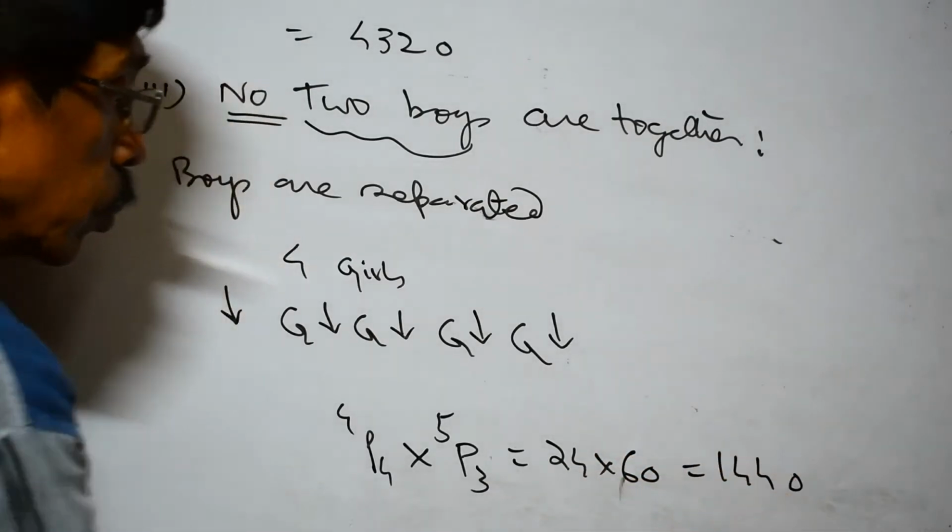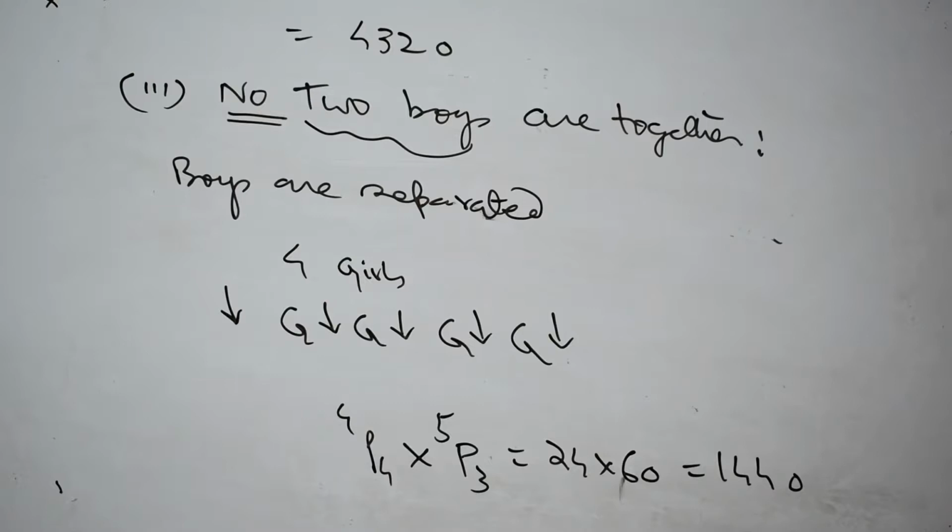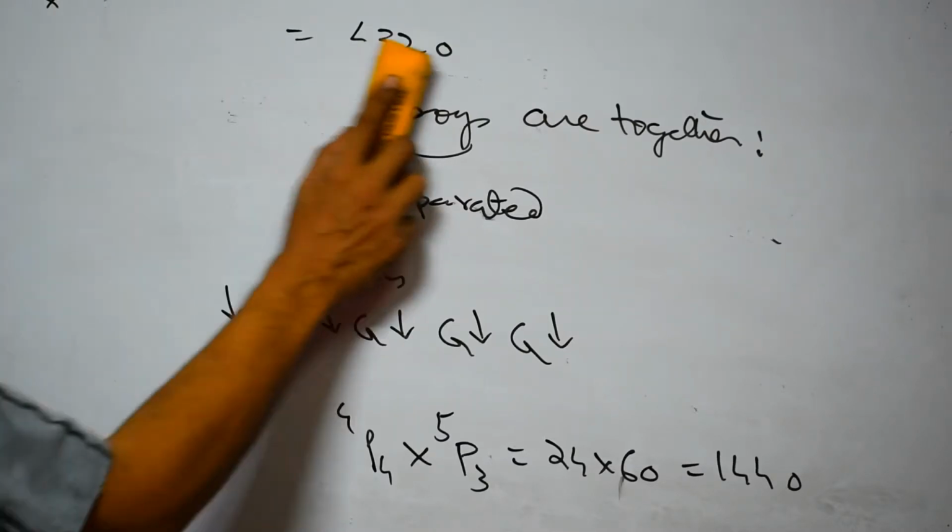So if I take them together we get the result as 1440. So the difference between never together and no 2 boys are together will be to find out the arrangement of girls first, then take the gaps or places in between the girls, and we are finding from the beginning we are having 5 places in which 3 boys can be placed in 5p3 ways. So total arrangement will be 24 into 60 and the final result is 1440.